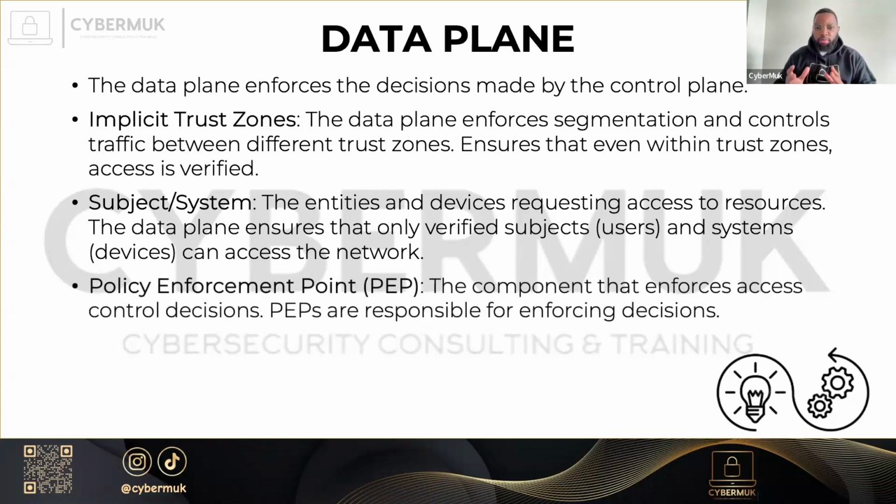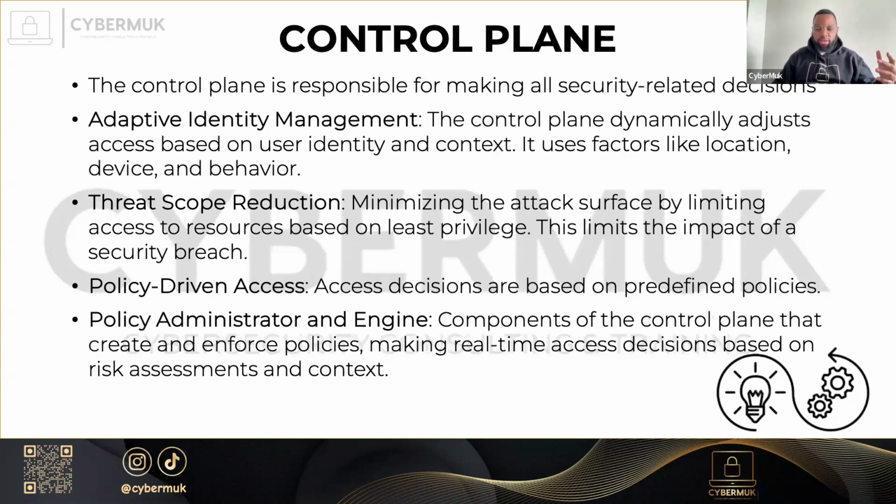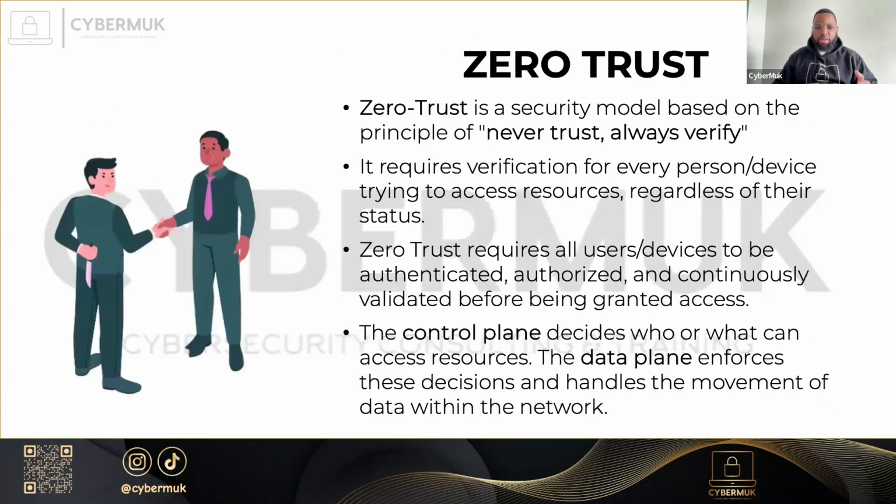And you have a policy enforcement point. So this is the component that enforces access decisions made by the control plane. They are responsible for enforcing decisions that were created in the control plane, at the policy administrator and engine. So that's an overview of the zero trust model. Never trust, always verify, even within a network, even once someone has got inside. Split the network into multiple parts and make sure that access is always verified, and continuously verified.